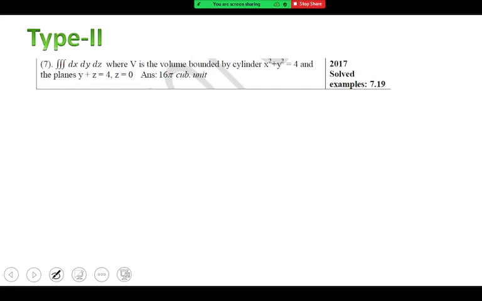Now what is type 2? Type 2 is the triple integral where the limits of the triple integral are not given. In such a case, you have to observe the boundaries of the solid. Here we don't have the boundaries of a region; instead of a region, we are given a solid, and we have to find its boundaries. The solid is bounded by 3 surfaces: one is a cylinder, and the remaining 2 are planes.